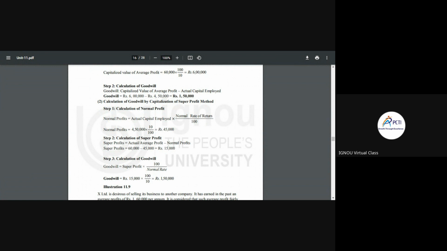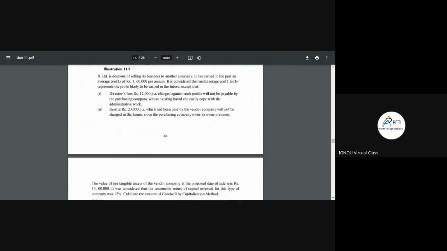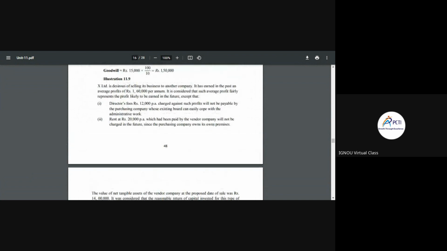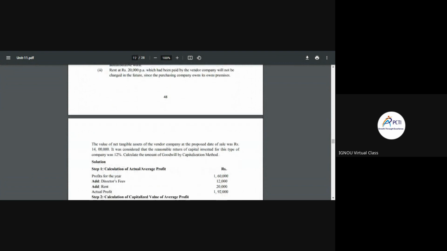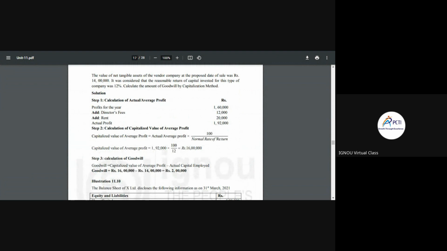Step 3 is to calculate the goodwill: super profit multiplied by 100 divided by normal rate. So 15,000 divided by 10% is equal to 1,50,000. Illustration 11.9 we have, and we have different added points also, but the steps which you need to follow are the same. First of all, you will calculate the actual average profit, then you need to calculate the capitalized value of average profit, then you need to calculate the goodwill.